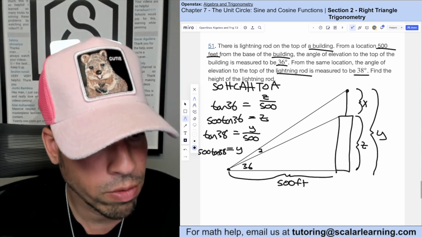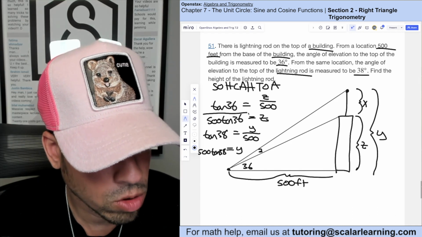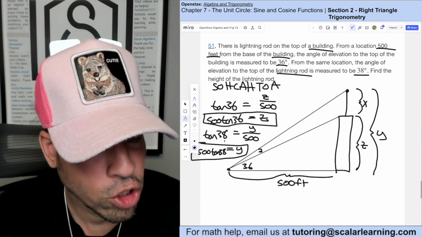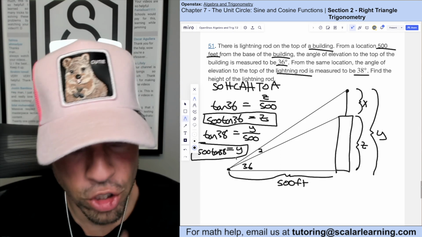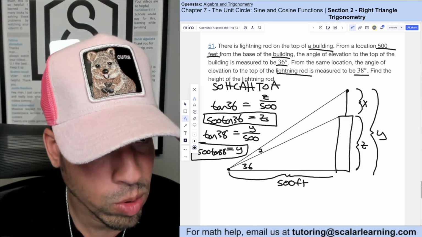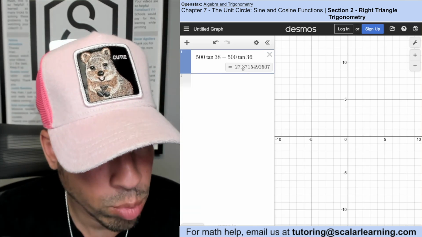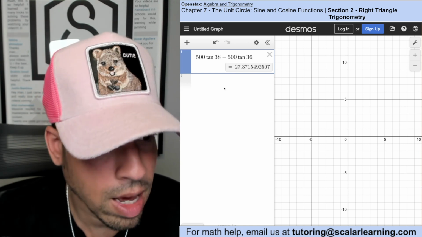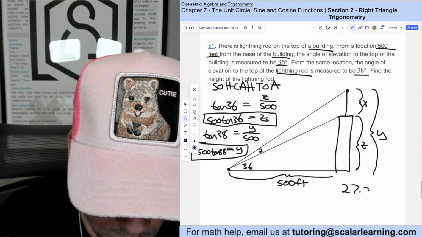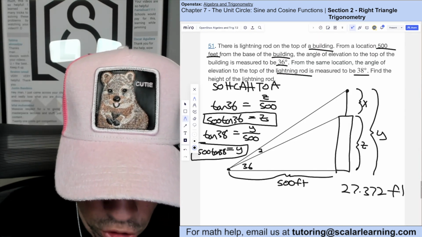So now I have a value for y, I have a value for z. So these are the two values here. And as I mentioned before, if we just subtract z from y, we should get our answer. So let's do that in Desmos. And here when we subtract the two, we get 27.372 rounded to the nearest thousandth. So our answer is 27.372, and this measurement is in feet.